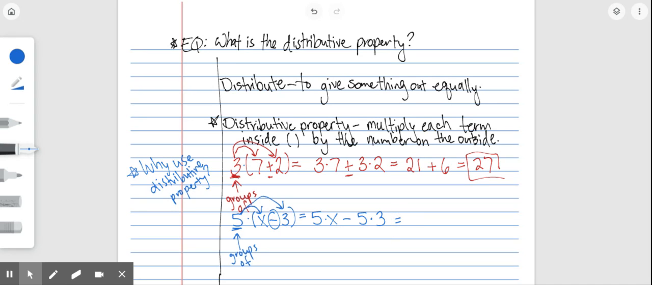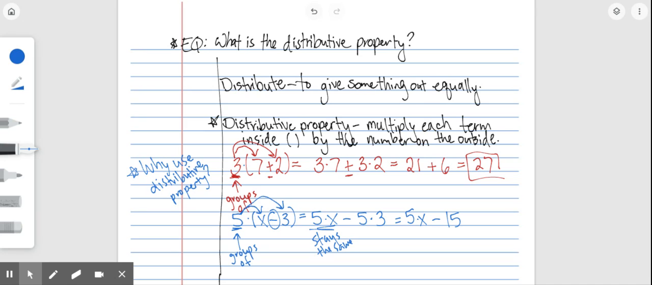I don't know what x is, so this one stays the same, because I don't know what x is. So this is 5 times x. And then I simplify the one on the right, so the subtraction stays. 5 times 3 is 15. And then I can't simplify it any further.